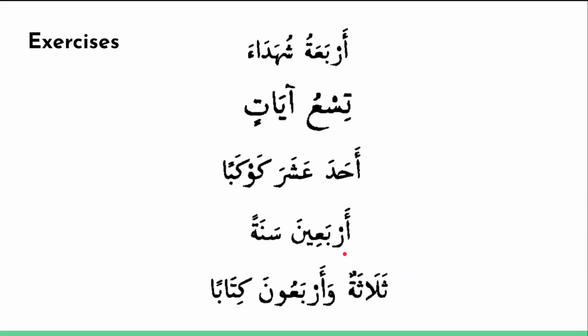أربعين سنة. So we saw sanatan before, it means year. أربعين is 40 in the mansub case or the majroor case. So we see here أربعين سنة, 40 years. And then we'll end with a little bit of a complicated compound example. ثلاثة وأربعون كتابا. I don't believe this is from the Quran. I just want to show you a complex example. ثلاثة وأربعون كتابا. 43 books.